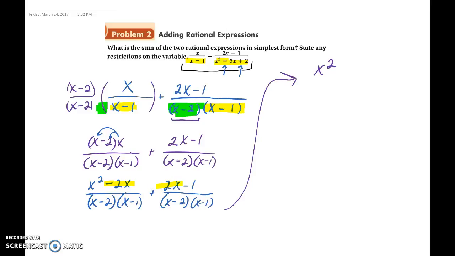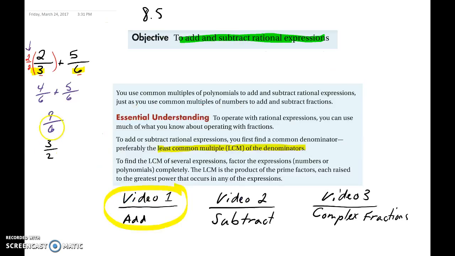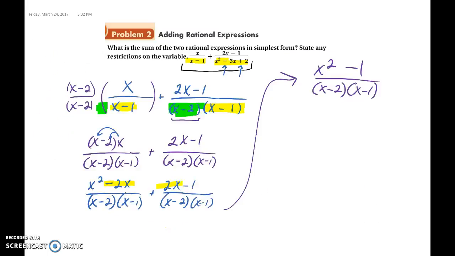And then we're left with -1 all over x minus 2 times x minus 1. All right, now you might think that we're done here. But just like with the first problem that we had, where we reduced 9/6, we need to reduce this and simplify as much as we can.